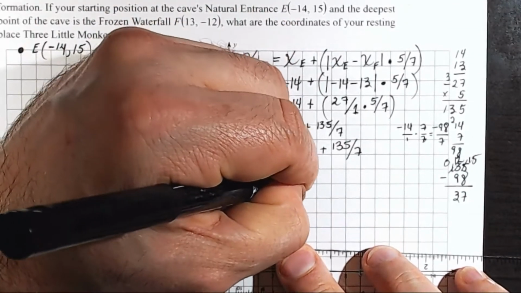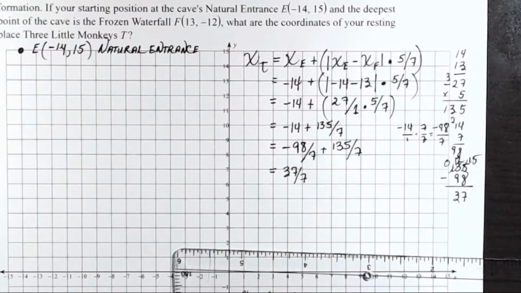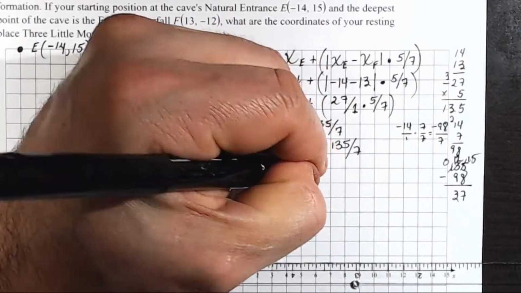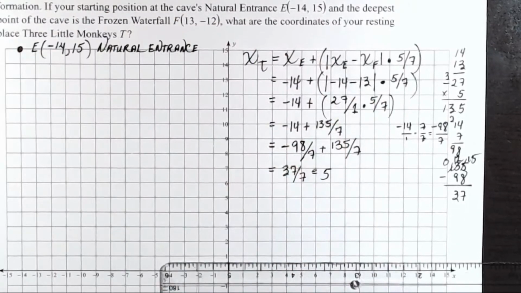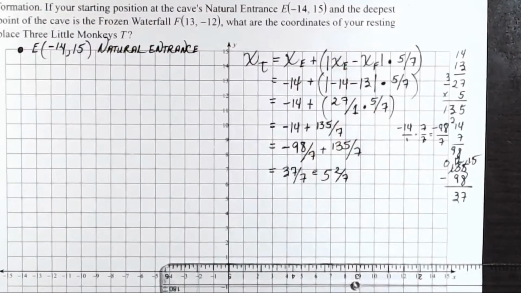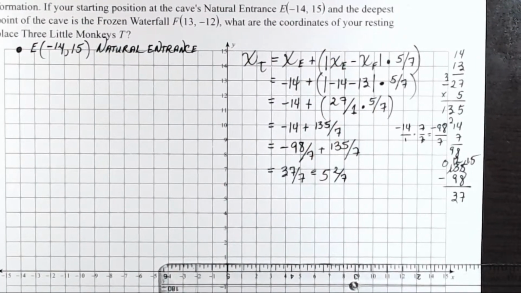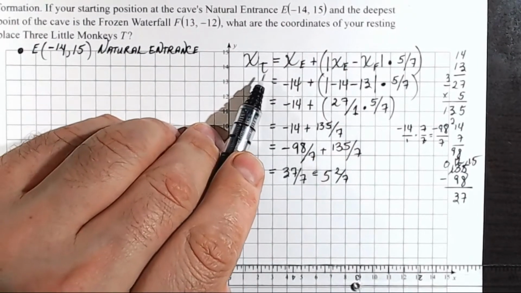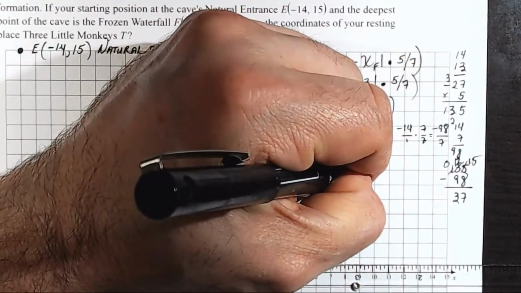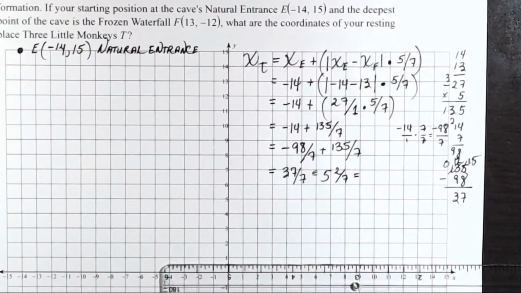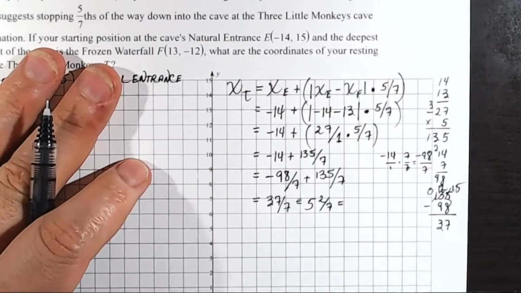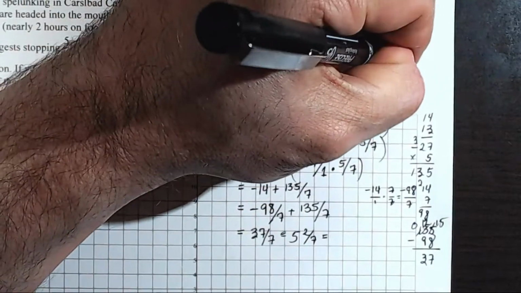So this is equal to 37 over 7. Well, what is that as a mixed fraction? Let's see, 7 goes into 37 5 times. So it's 5 and then 2 remainder, 2/7. 5 and 2/7. That's our x coordinate at the three little monkeys. But let's turn that into a decimal. Now, when you divide 2 by 7, you're going to get an irrational number. So we'll just take it out to a couple of places.